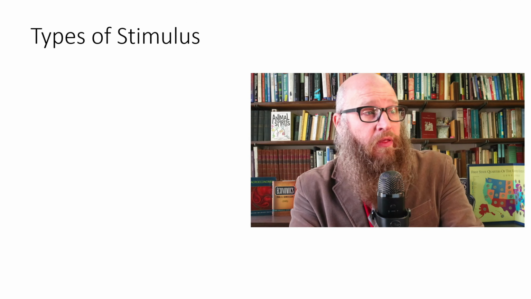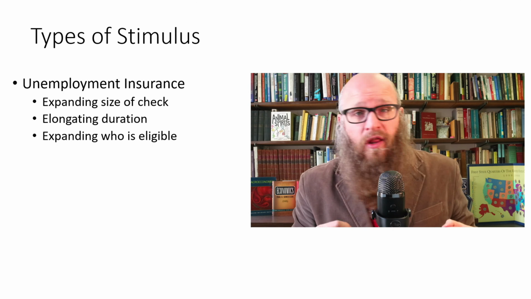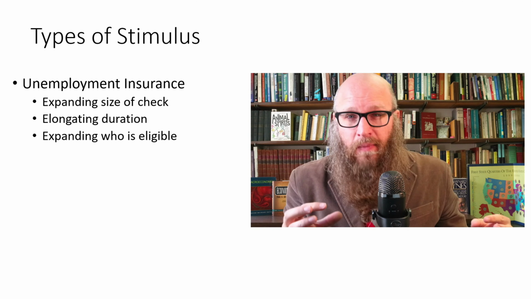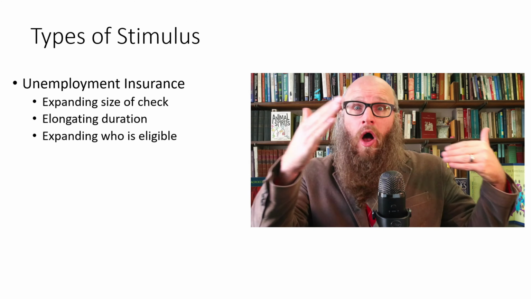Let's go over some of the ways that they do this, some specific types of stimulus. My favorite, and I think one of the most effective, is expanded unemployment insurance. So we have unemployment insurance always, but during very serious recessions, we have found it very effective to also expand the size and generosity of the check, thus mitigating the financial hardship during the recession. We also find it useful to elongate the duration.